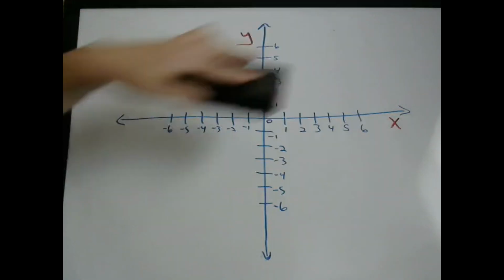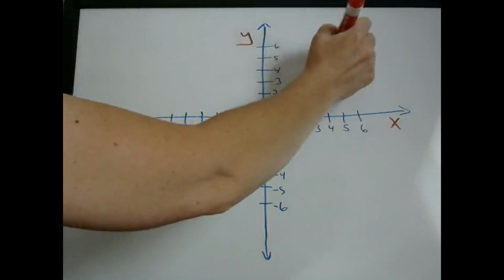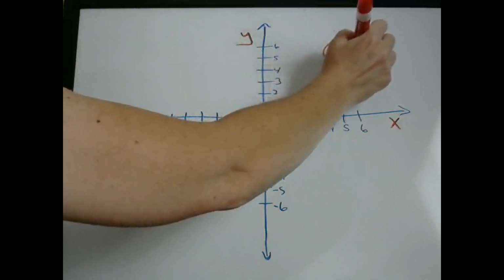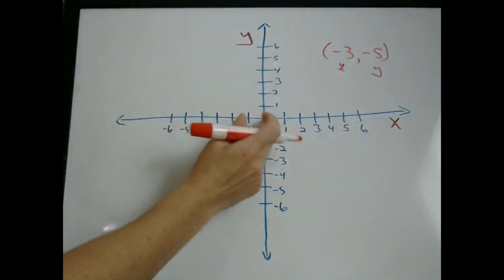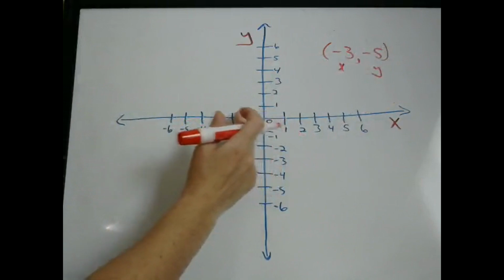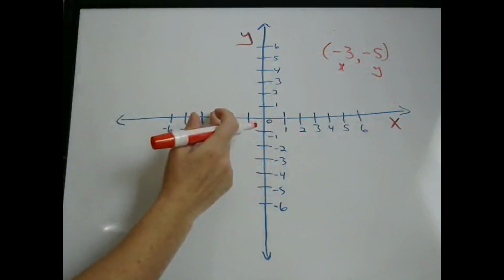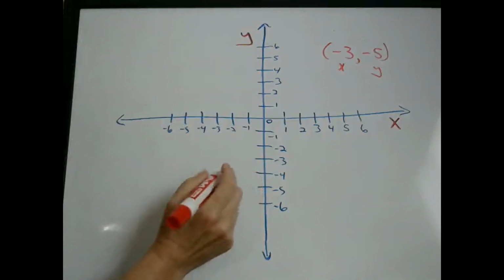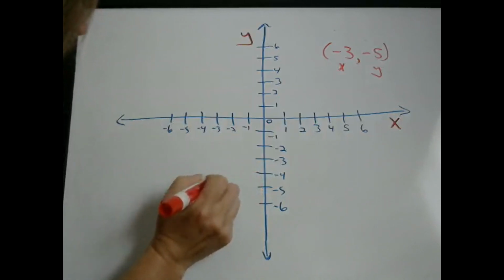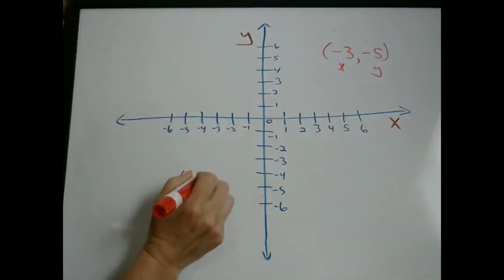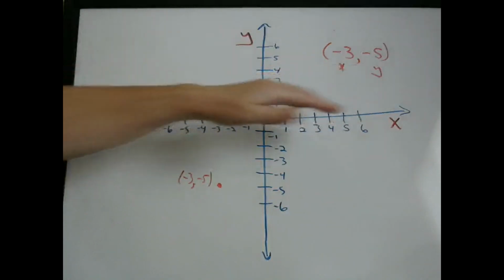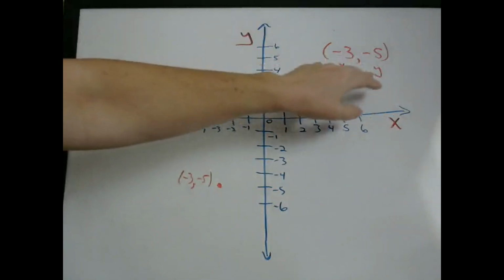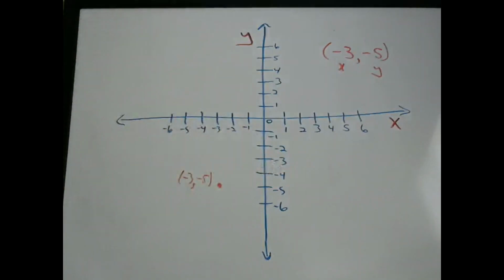We'll do one more. If you have -3, -5. So here we're going to go -3 on the x, 1, 2, 3, and since y is negative, we're going to go down 5. 1, 2, 3, 4, 5. So it's going to be right here. -3, -5. So that's how you plot points. It's always the first number is your x, which way you're going to go, left or right. Your second number is your y. Are you going to go up or down?